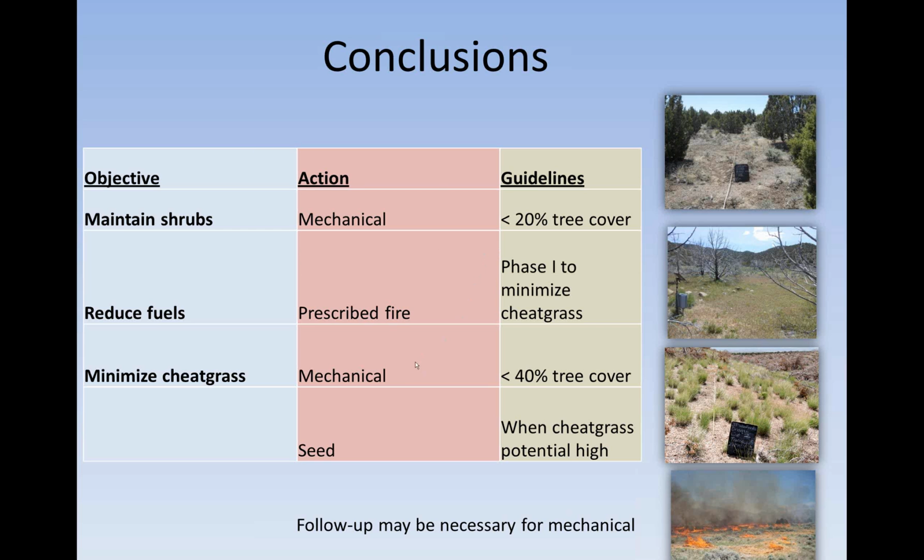If you want to minimize cheatgrass, you should mechanically treat at less than 40% tree cover, where you get more of your perennial herbaceous cover, which hasn't been lost yet. And if you're really worried about cheatgrass potential, you should seed before you do the mechanical treatment. At least with shredding, you get some pretty good response. With mechanical, the follow-up may be necessary.